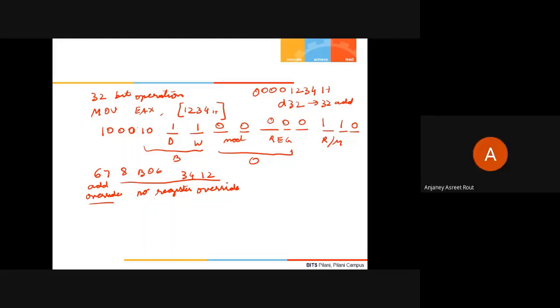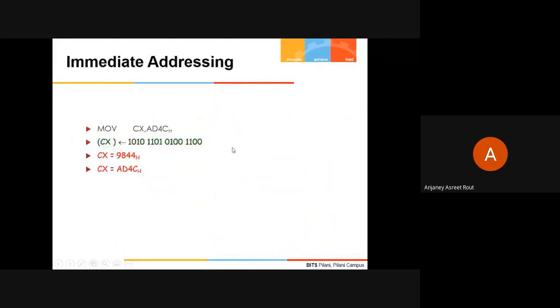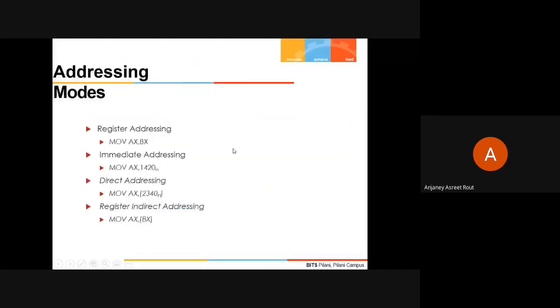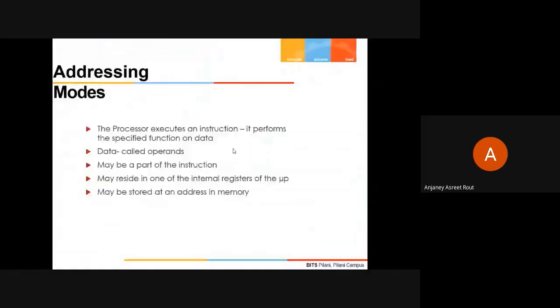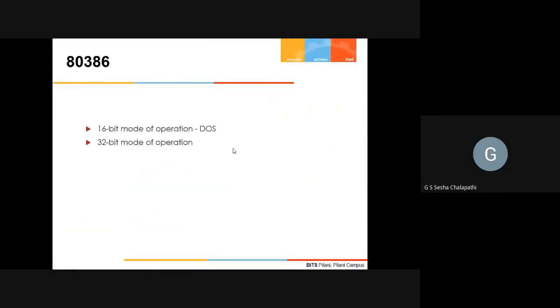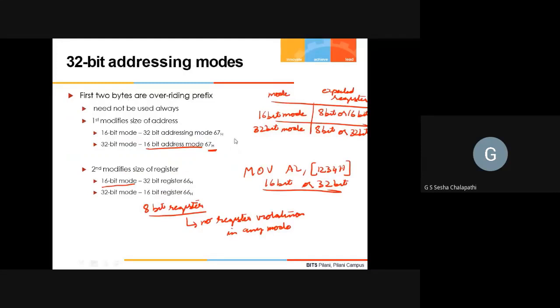Once again, when does the address override happen? On register mode violation or something? I'll come to that particular slide. Address violation happens when, in 16-bit mode of operation, which is called real mode, I'm using a 32-bit addressing mode.